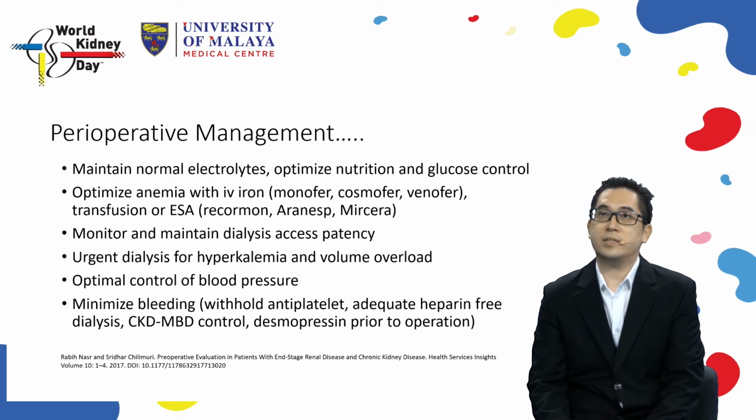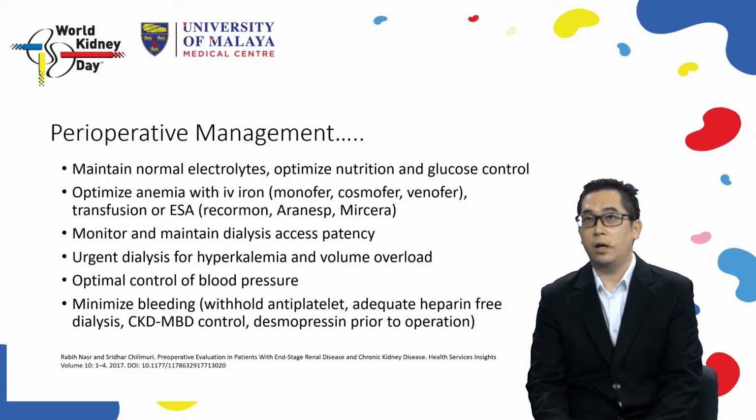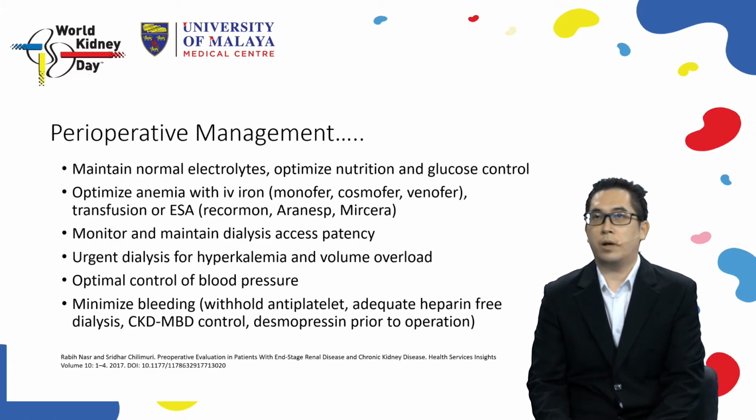If the patient is anemic, if it's symptomatic and very anemic, then of course transfusion of packed cells is the most effective way. If there's some time, then we can consider intravenous iron. We have Monofer, Cosmofer, or Venofer. Or you can even consider some erythropoiesis stimulating agents such as Recormon, Aranesp, or Mircera.